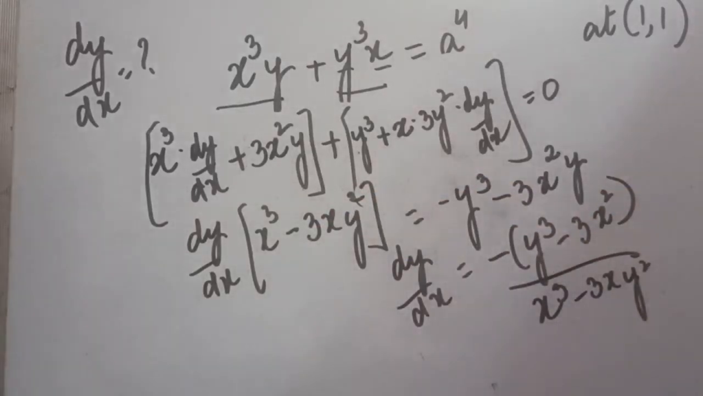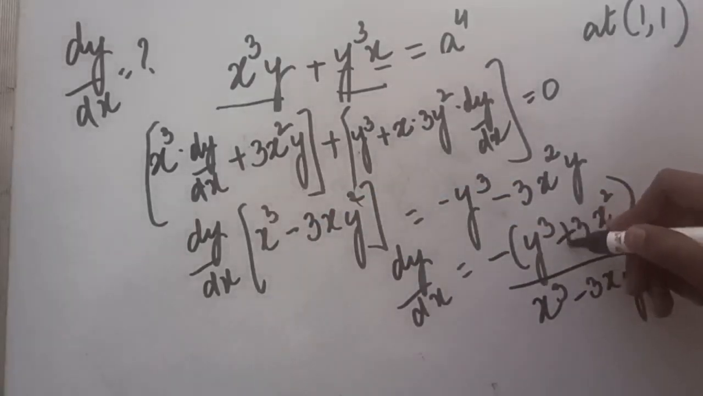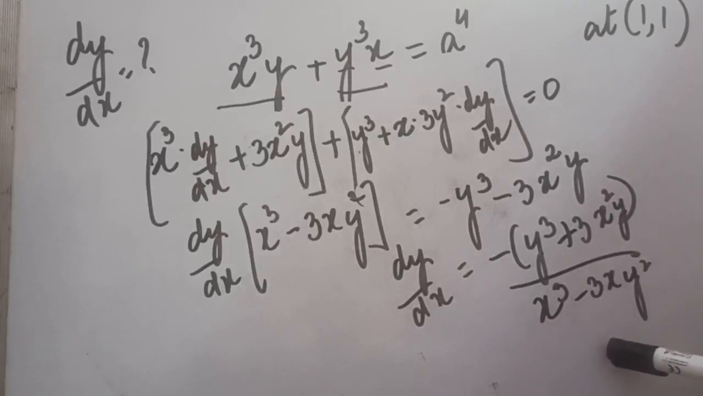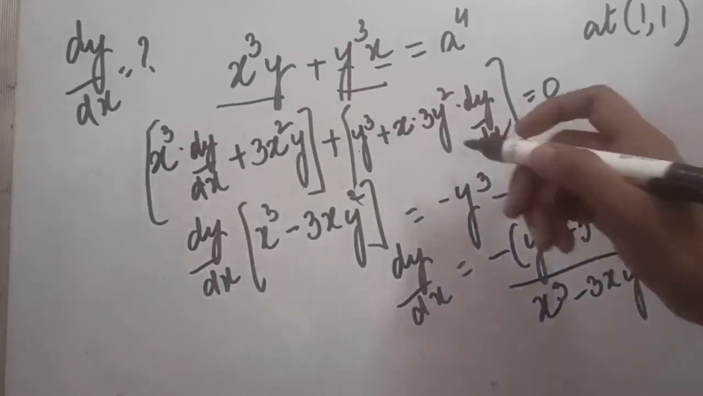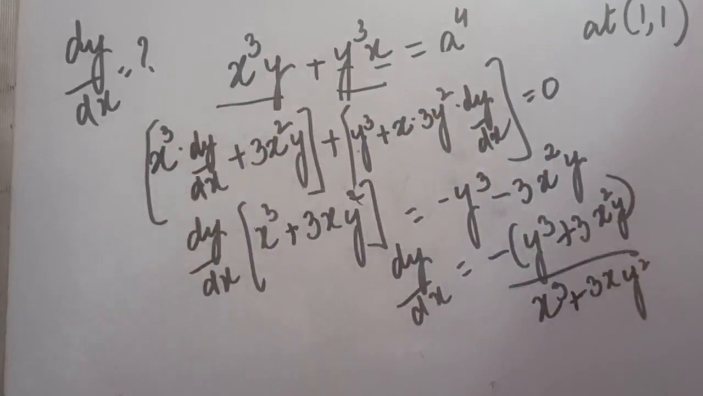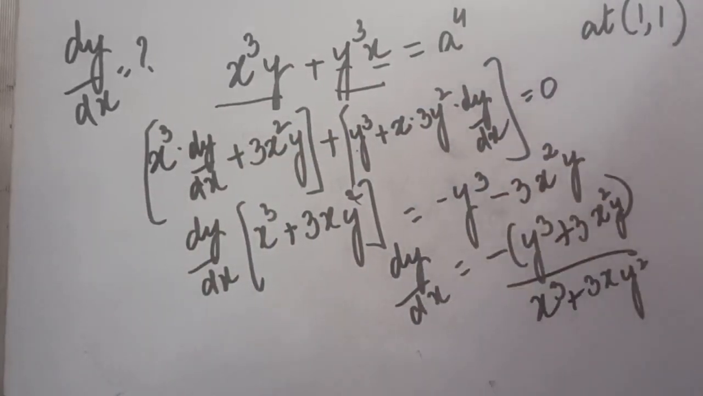Below also we can take anything common. Here it will be plus because I have taken this minus sign common. So above it will be minus y cube plus 3x square y divided by x cube minus 3xy square. Here when we take this common, it was plus sign, so here also it will be plus. So this is the final answer that we got for dy upon dx.